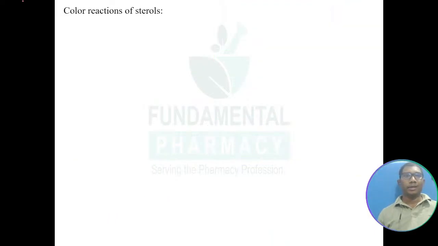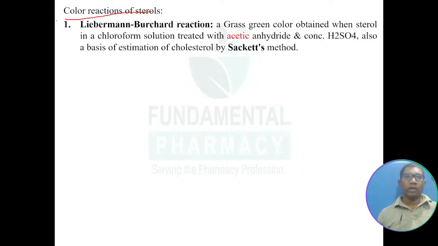Now color reactions of sterol. Color reactions, how to identify this for cholesterol. So very important test and multiple times a question has come on this. Color reactions of sterol. The first test is the Liebermann-Burchard test. Liebermann-Burchard reaction and Liebermann-Burchard test.